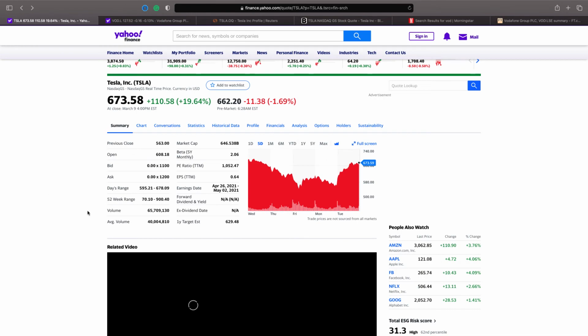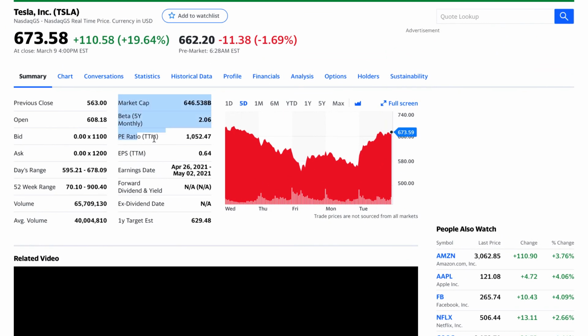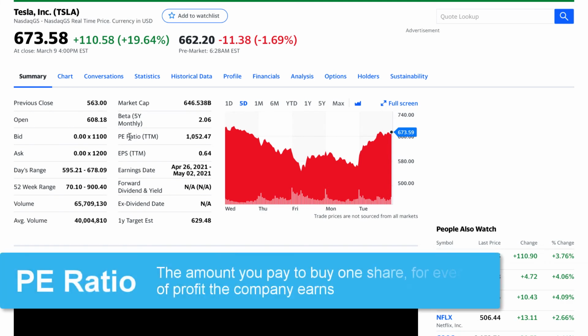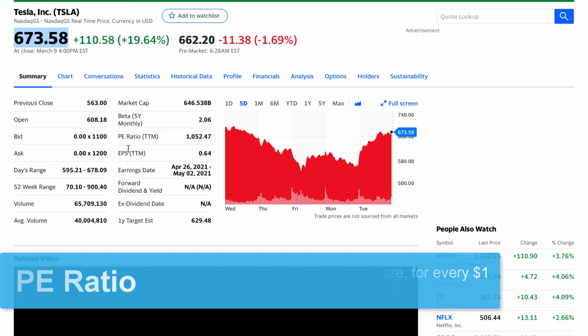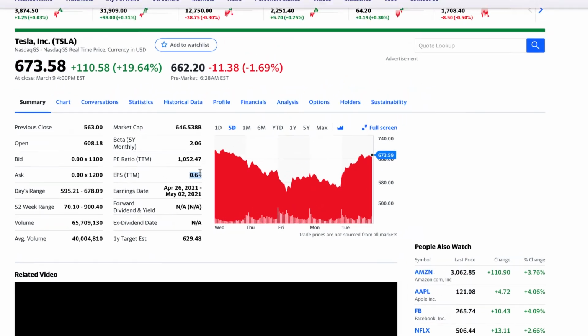Okay, let's come back to Tesla. PE ratio over here. So the PE ratio is just one of the most popular investor ratios. It's the price to earnings ratio. It's literally this thing over here, the stock price divided by the earnings per share. Have they got the earnings per share? No. Oh, EPS trailing 12 months. So we can actually calculate this, right?